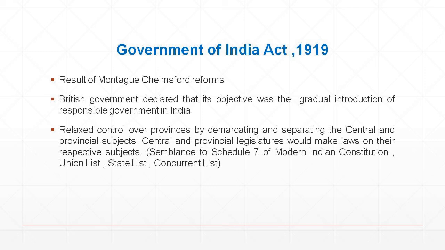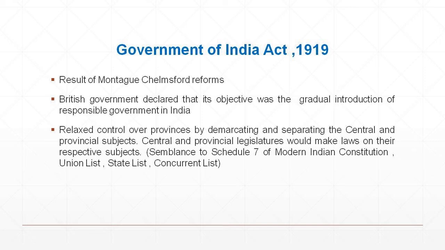The Government of India Act of 1919. On August 20, 1917, the British government declared for the first time that its objective was the gradual introduction of responsible government in India. The Government of India Act of 1919 was thus enacted, which came into force in 1921. This act is also known as Montague-Chelmsford Reforms. Montague, the Secretary of State, and Chelmsford, the Viceroy of India.